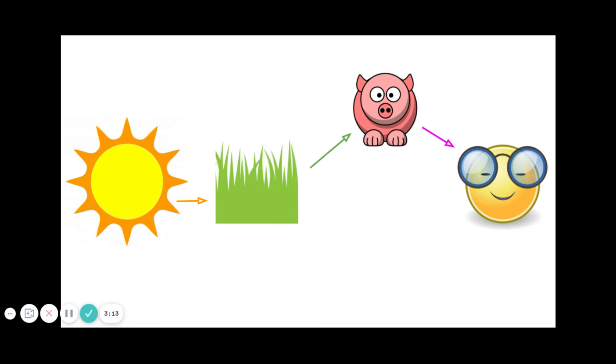So because the grass is making its own food, it's producing its own food and energy from sunlight, it's called a producer. Now, both the pig and myself get our food and energy by consuming either plants or other animals. So we eat it, we consume it, which makes us consumers.